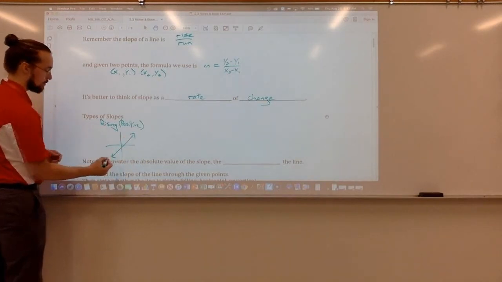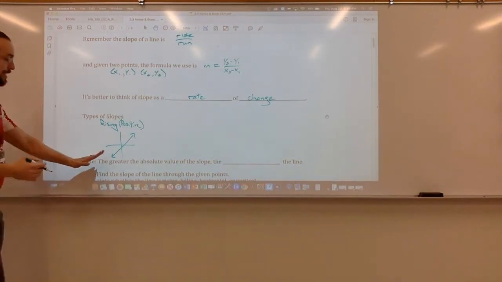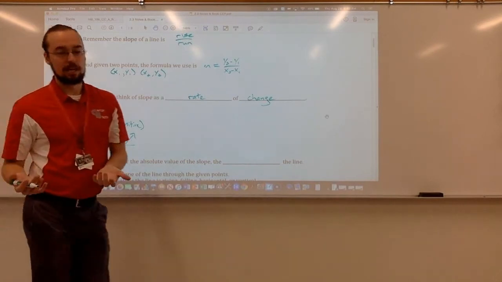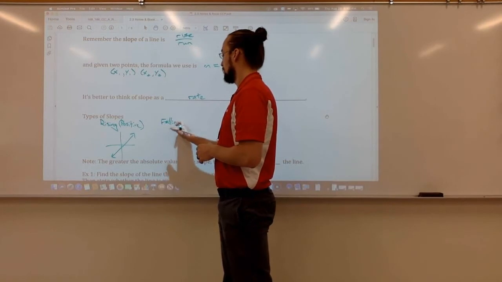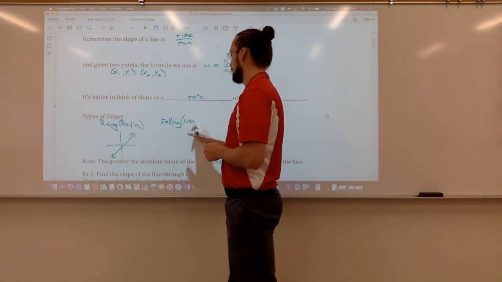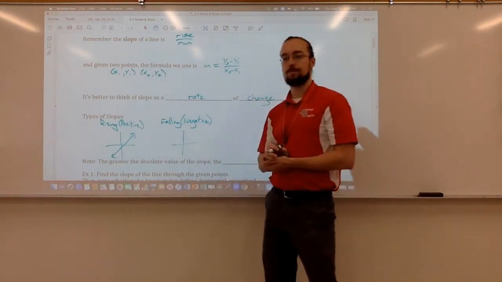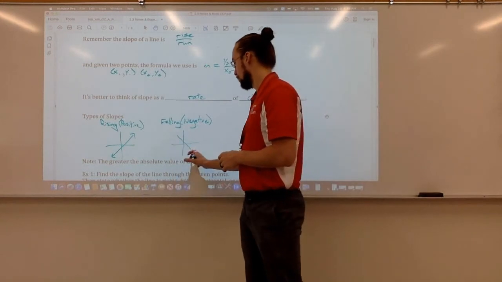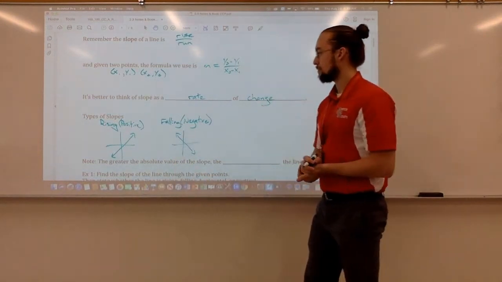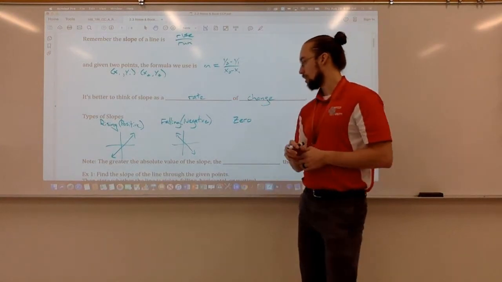Right? Okay, we always think about these as reading a graph from left to right. So looking at this, the line is going up from left to right. Okay, we can have a falling or a negative slope. So what does that look like? And just something going down. We can have a 0 slope. What does that one look like?